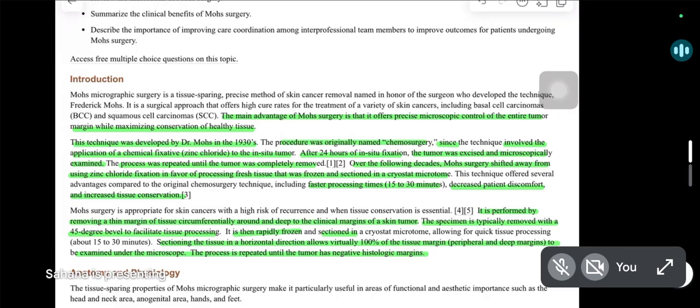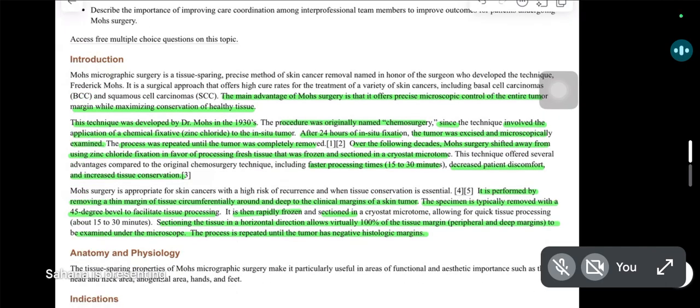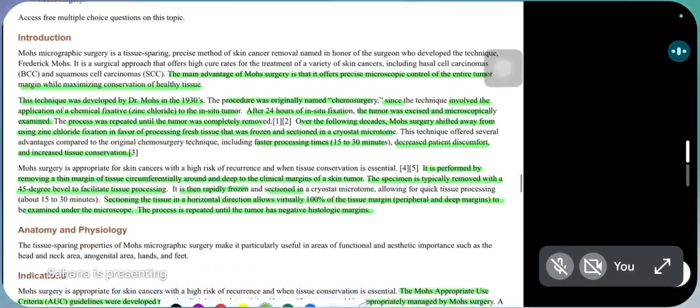It is performed by removing a thin margin of the tissue circumferentially around and deep to the clinical margin of the skin tumor. So you will bevel at 45 degrees, then you'll start cutting thin slices. It is rapidly frozen and sectioned using a cryostat microtome. So the turnaround time is about 15 to 30 minutes. You will take horizontal sections till you reach negative margins.